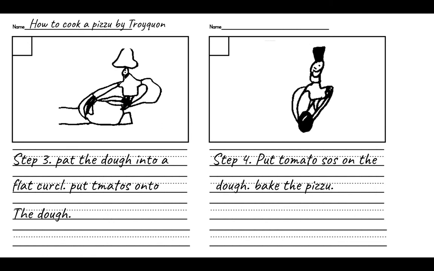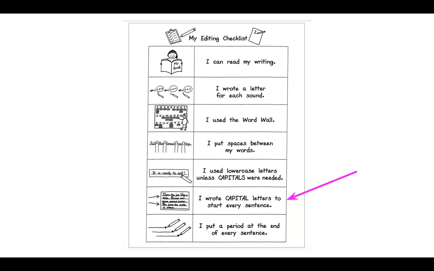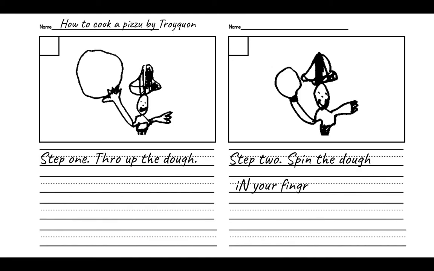Now, there are some things that we might need to fix in this story. We can use the editing checklist to make sure that we help him write a capital letter to the start of every sentence. Let's review his first 2 pages.